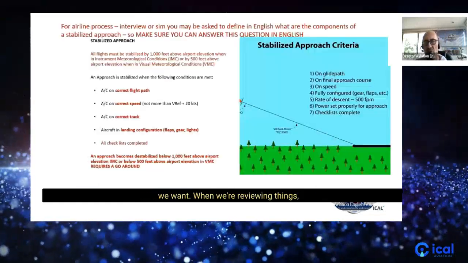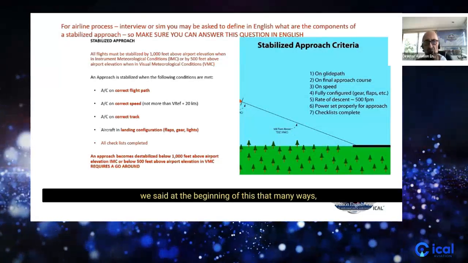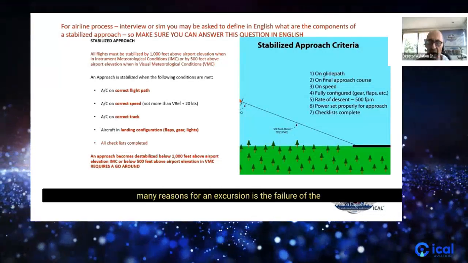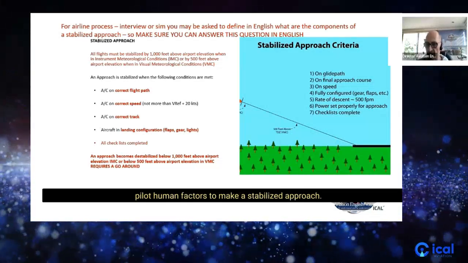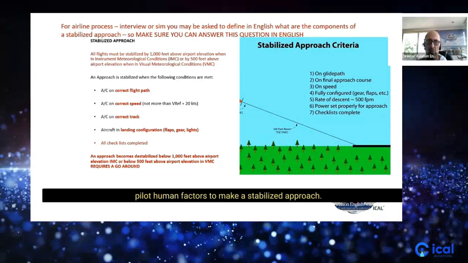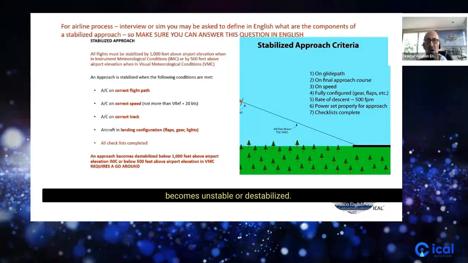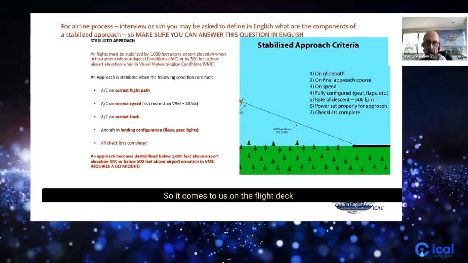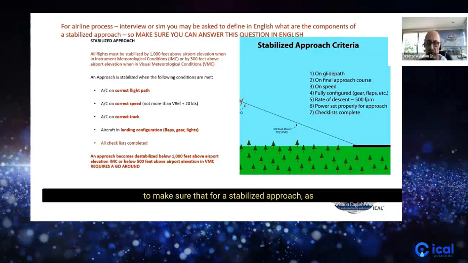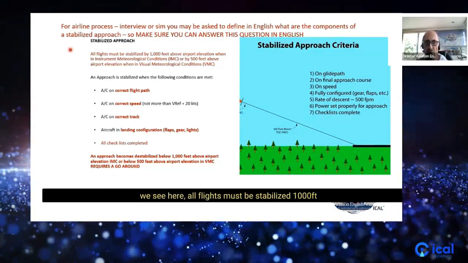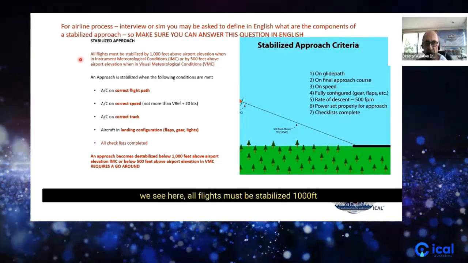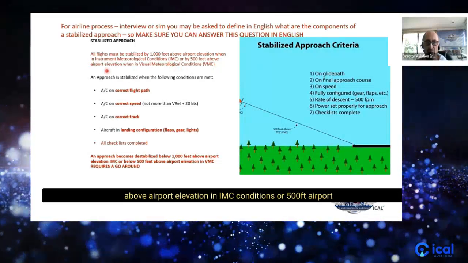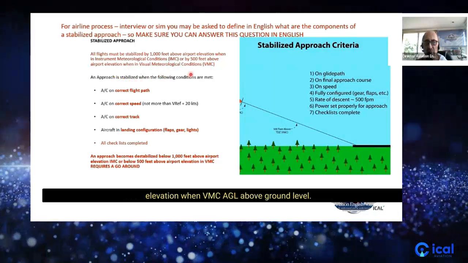When we're reviewing things, we said at the beginning of this that, you know, many ways, many reasons for an excursion is the failure of the pilot, human factors, to make a stabilized approach. In other words, the approach becomes unstable or destabilized. Two words, same thing. So it comes to us on the flight deck to make sure that for a stabilized approach, as we see here, all flights must be stabilized 1,000 feet above airport elevation in IMC conditions, or 500 feet airport elevation when VMC, AGL, above ground level.